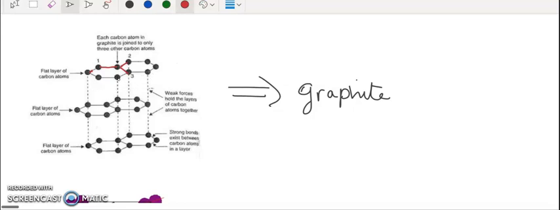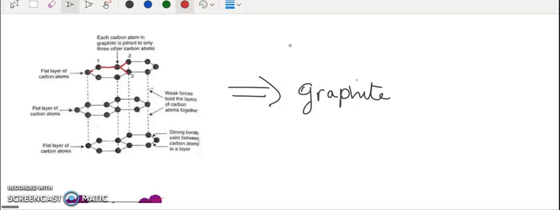And between the layers, they have these weak forces, and therefore it makes them very brittle. And each carbon has one free electron, and therefore graphite is able to conduct electricity, unlike diamond.